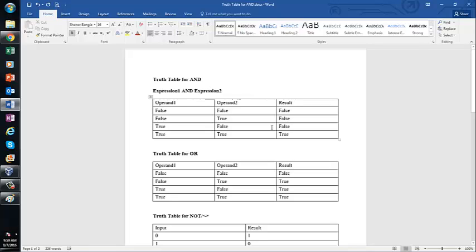Okay, let's say I am asking you this condition: if you have money and if you are feeling good, then go to Quick Tip and buy something. How many conditions are there? 2 conditions. Now if you have money and you are not feeling good, what is the result? It will be false.